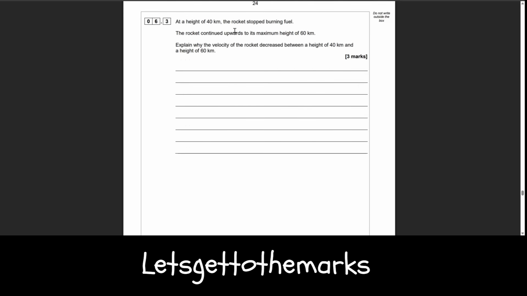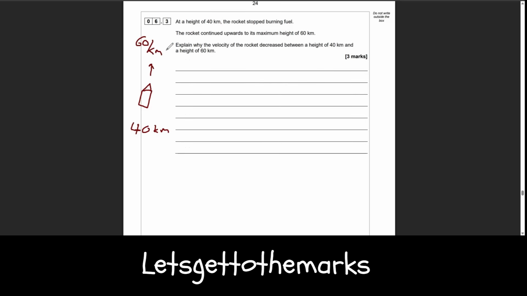Right, at a height of 40 km, the rocket stopped burning fuel. The rocket continued upwards to its maximum height of 60 kilometers. Explain why the velocity of the rocket decreased between a height of 40 km and a height of 60 km. So this is about energy transfer. So the rocket got to 40 km. It stopped burning fuel, so it turned its engine off, but it's still going forward. It's still going forward until it gets to 60 km.